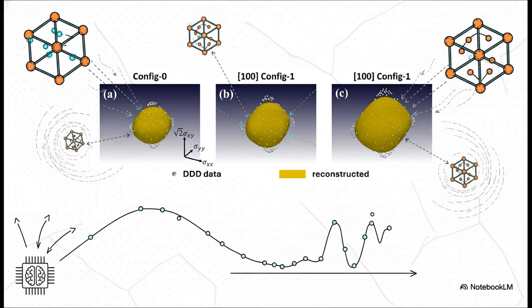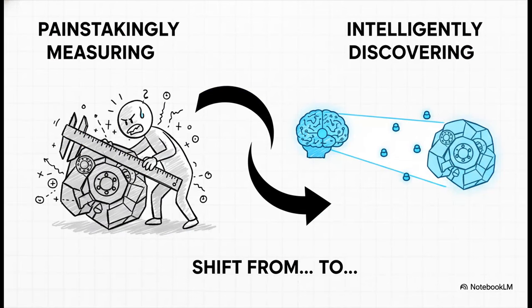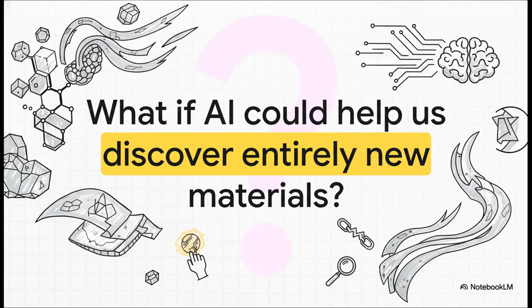This just proves the AI isn't just good with theoretical models. It works on real, cutting-edge materials that we use every day. What this really represents is a fundamental shift in how we do things. We're moving away from a world where we had to painstakingly measure everything to a new world where AI helps us intelligently discover things. AI can now help us understand a material's properties super fast from just a handful of data points. And that brings us to our final and maybe most provocative thought.